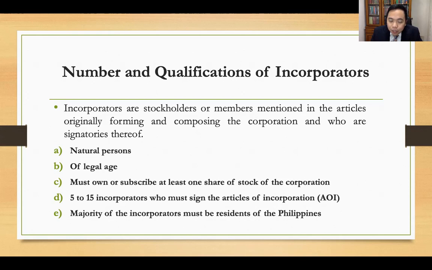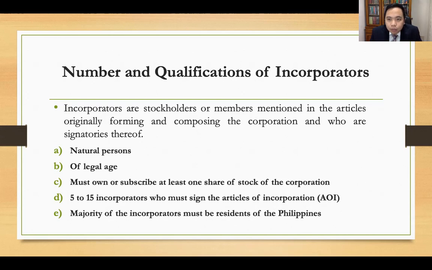When you say incorporators, again, these are stockholders whose names are mentioned in the articles of incorporation as originally forming and composing the corporation and who are signatories thereof. When you say corporators, it refers to a stockholder whose name is not written in the articles of incorporation. Because, class, a corporator becomes a stockholder of the corporation after the filing of the articles of incorporation or after the registration of the corporation with the SEC.